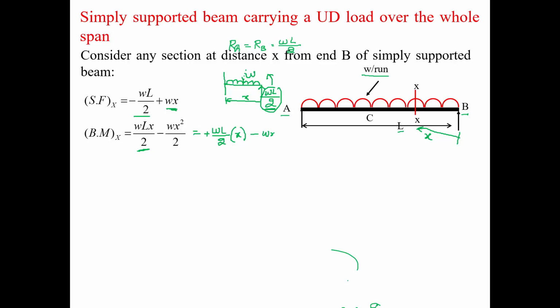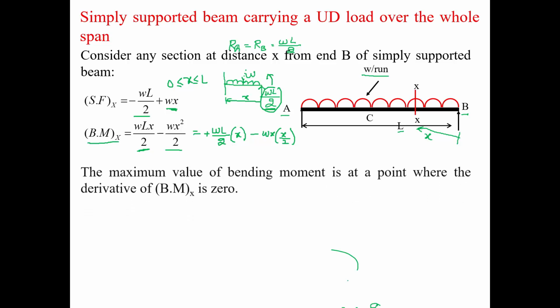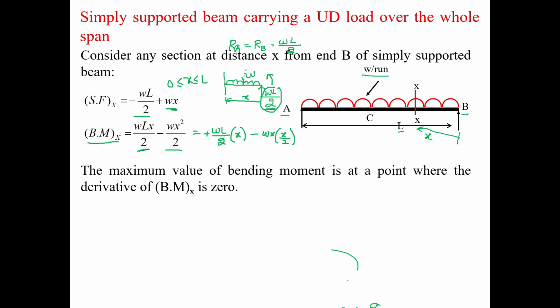W into X is the intensity and the perpendicular distance is X by 2, so that makes it minus WX square by 2, and these two expressions are valid for X greater than 0 and less than L, so means over the whole span. Sometimes it becomes important to see where the bending moment is maximum. So bending moment will be maximum where its derivative will be 0.